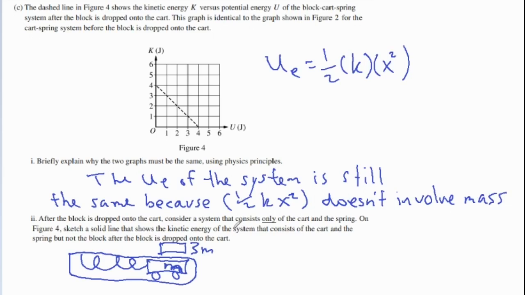After the block is dropped onto the cart, consider a system that consists only of the cart and the spring. On figure 4, sketch a solid line that shows the kinetic energy of the system that consists of the cart and the spring, but not the block after the block is dropped onto the cart. So if this is the kinetic energy after it was dropped on, it was normally 4m in total, but we are excluding this 3m. So if we just have a single m instead of 4m, that means we're just going to be right at 1 joule because it's 1/2 mv squared, where the mass is directly proportional to the kinetic energy. So now if we have 1/4 of the mass that we're considering and leaving out the rest of it, then we have only 1 joule of kinetic energy, and then it's going to slide down over to 4 joules of elastic potential energy, because remember, that is not mass dependent, so it should still hit that 4.